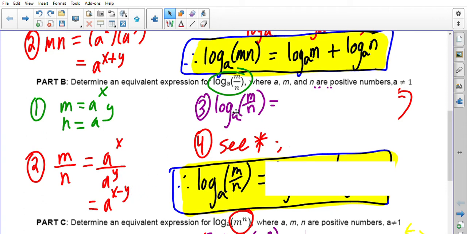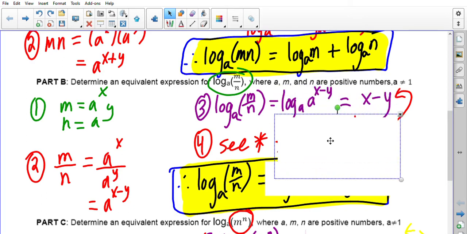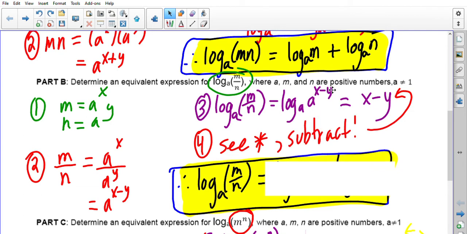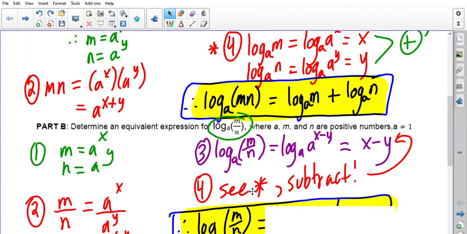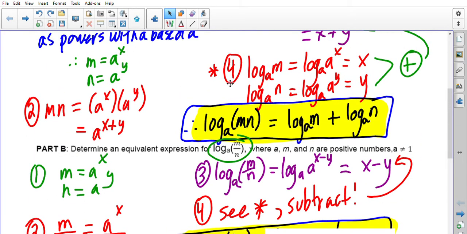So if I try to take log of m divided by n, that means I'm doing log of a to the x minus y to the base a. Property number 2 says if those are the same, then it's equal to the exponent, so it's just equal to x minus y. So just so you don't have to rewrite it, we're going to go back up to what we did in this method here.